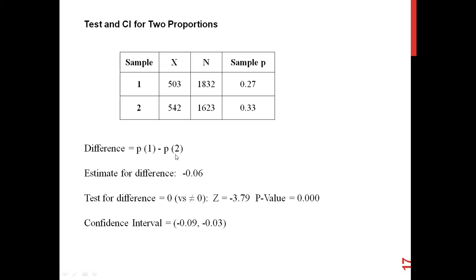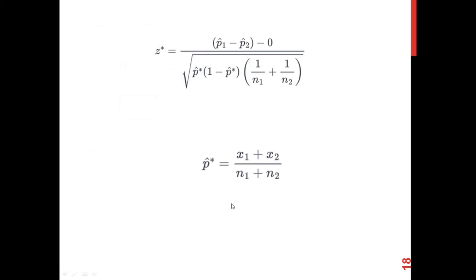So I compute this difference. The difference is minus 0.06. How do I get this Z value? The Z value is my test statistic value. It comes from this formula.